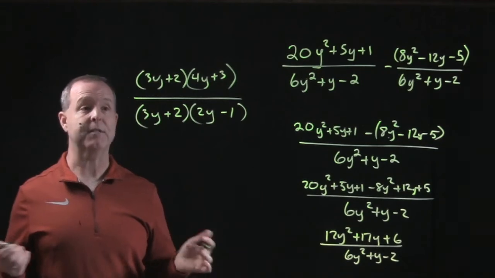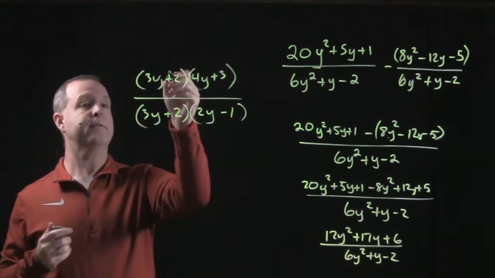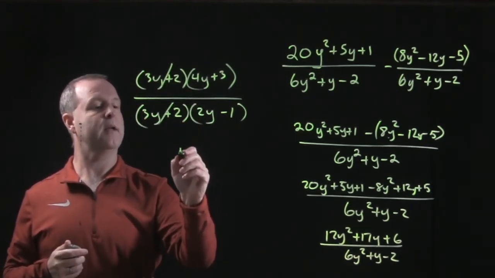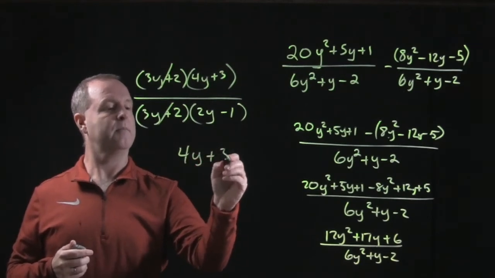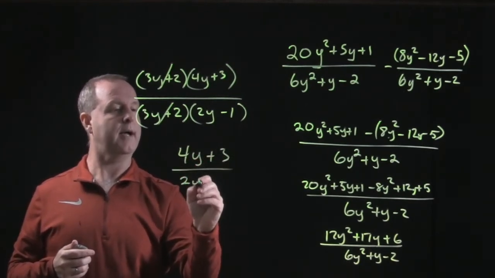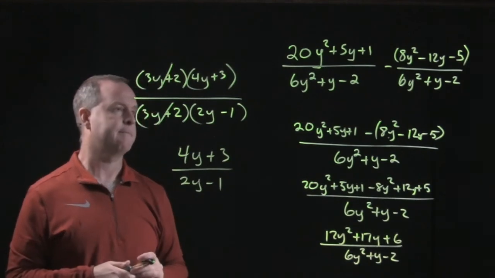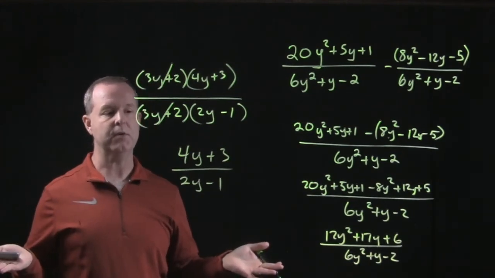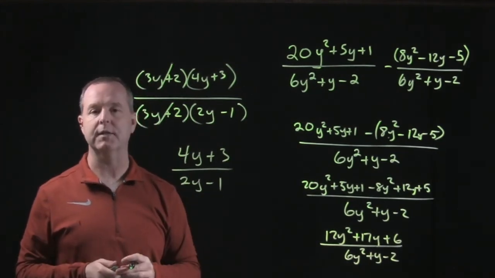Check to see if anything factors out. And it does. I'm left with 4y plus 3 all over 2y minus 1. And that problem is reduced and simplified and solved as far as it will go.